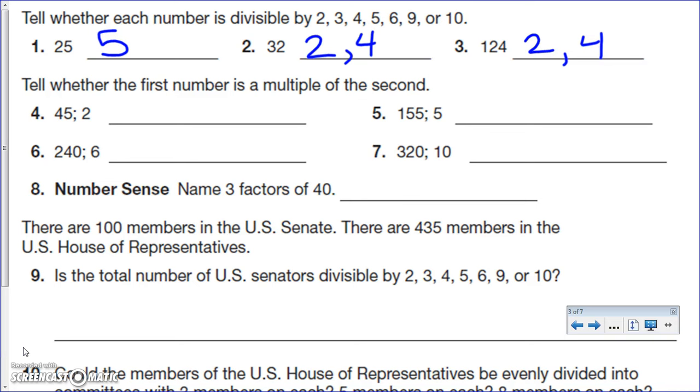For 4 through 7, we need to tell whether the first number is a multiple of the second. Basically, what that's asking us to do is decide if the first number is divisible by the second. So for problem 4, we have 45. It doesn't end in a 0, 2, 4, 6, or 8, so we know it's not divisible by 2.